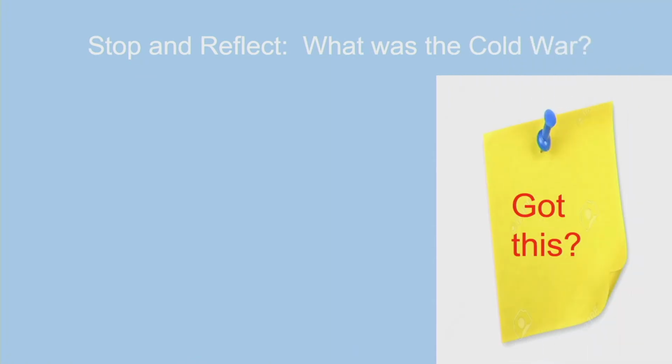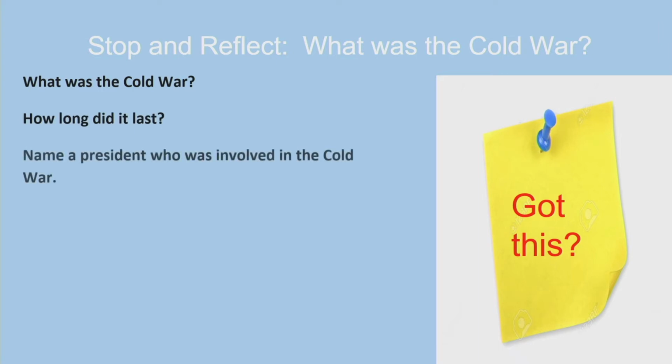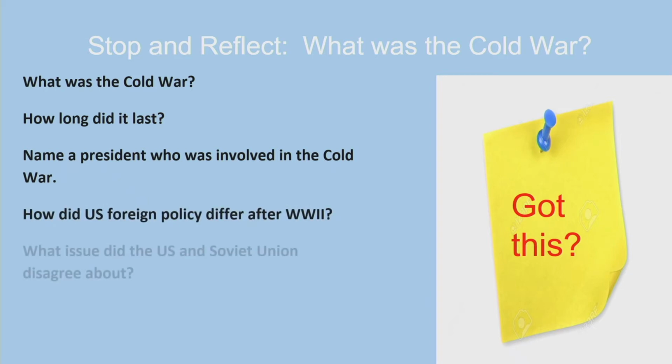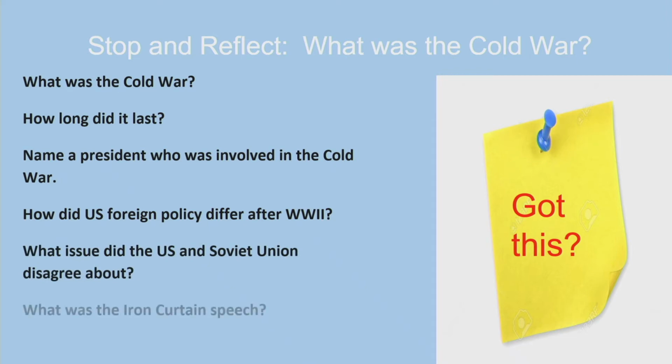All right, so let's stop and reflect. If you've got that piece of paper, take it out. Otherwise, just think about these answers. What was the Cold War? Let's see if we've got the major points that we'd like to get. So, what was the Cold War? How long did it last? Name a president who was involved in the Cold War. How did U.S. foreign policy change or differ after World War II? What issue did the U.S. and the Soviet Union disagree about? And finally, what was the Iron Curtain speech? So go ahead and stop the video, take a moment, see if you know the answer to these questions, turn it back on, and we'll go over the answers.